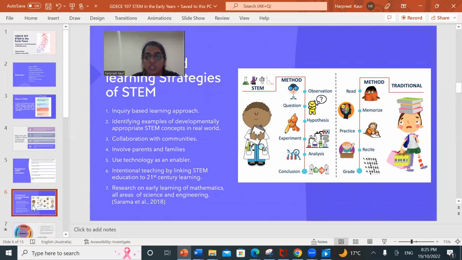But now everything has changed, because the STEM method is totally about observation. Firstly, we need to observe an activity or a scenario we need to work on, and then there will be questions: how it happens, why that happens, how we can change that thing. So there will be a lot of evaluation, and then we can do an experiment for that. After that we can analyze the real thing behind that scenario, and then we can make a conclusion. So it's very important to follow this STEM method. And STEM learning must be an inquiry-based learning approach, and all the examples or activities need to be developmentally appropriate to STEM concepts in the real world.